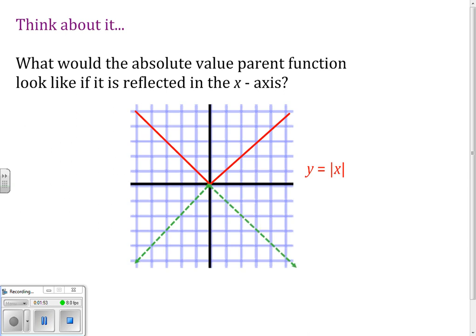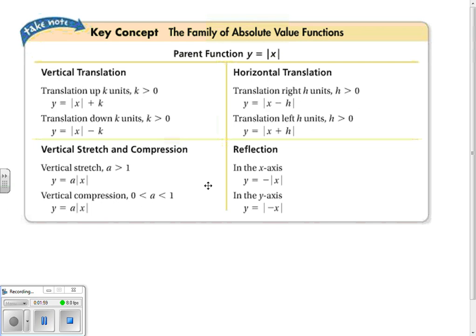So the dotted green line in this case would be the red line if I could fold it on the x-axis. So this is a transformation summary from the book. It's what we've been talking about in section 6 versus translation, stretches, compressions, and reflections. They can occur with absolute values as well, where the absolute value symbols act as parentheses.